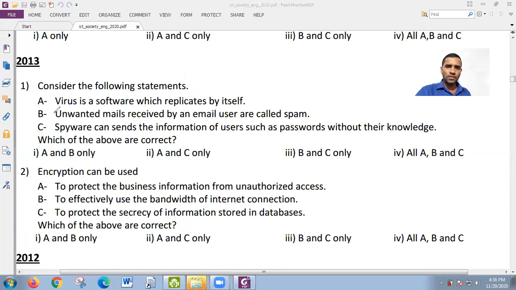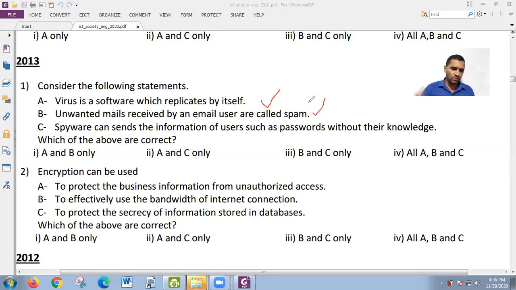Consider the following statements. A virus is a software which replicates by itself. Yes, how many times we studied that, right? So virus has the ability to replicate. So first one is correct. Unwanted mails received by an email user are called spam. Yes, correct. Right, spams are unwanted emails.